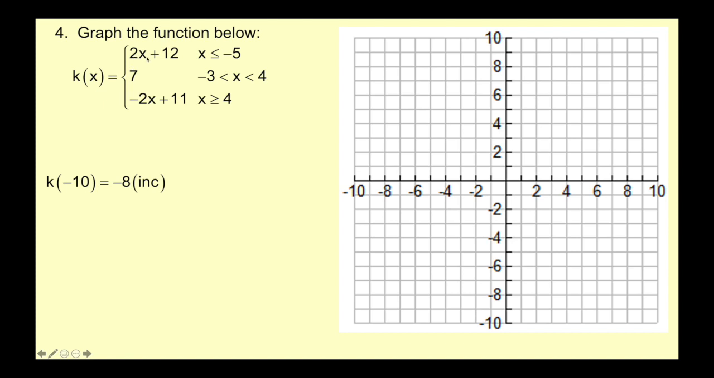2 times negative 10 is going to give me negative 20. Negative 20 plus 12 is negative 8. It's going to be included. Again, we're making the assumption that this is a closed circle unless it's stated otherwise up here. So I can plot that point here.